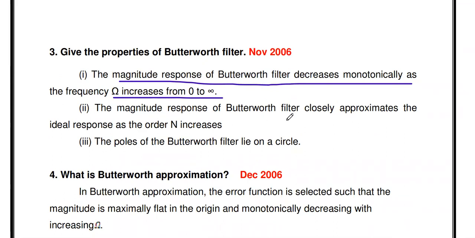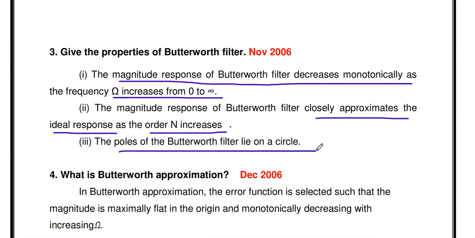The magnitude response of Butterworth filter closely approximates the ideal response when the order increases. If you increase the order N, the response becomes exactly equal to the ideal response. Then the next one: the poles of Butterworth filter lie on a circle. The poles of Butterworth filter are always located in a circular manner in the S-plane. These are all the properties of Butterworth filter.